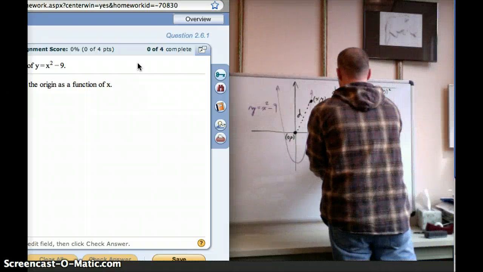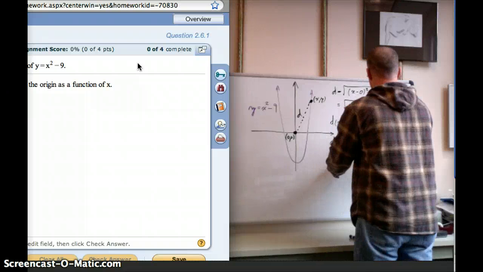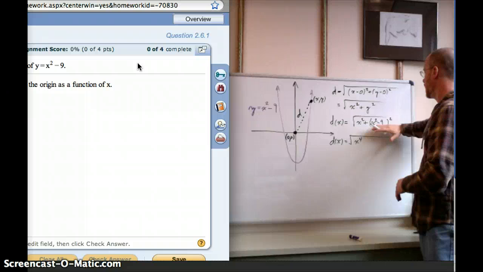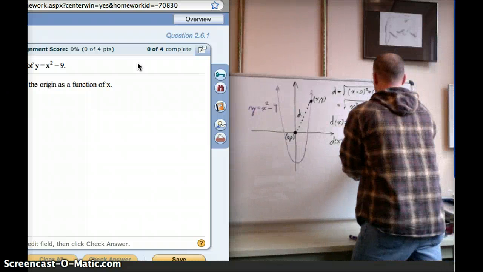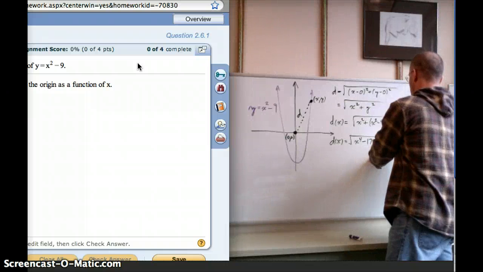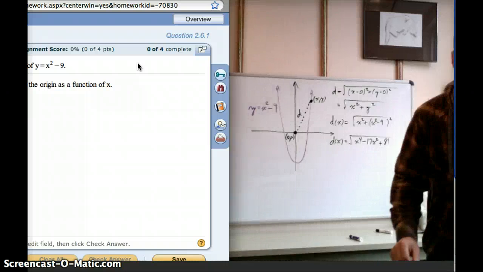Let me clean this up a little bit. If I square this out, I'm going to get x to the fourth minus 18x squared, so a total of minus 17x squared, and plus 81. My board's pretty bad, but there's a clean version of that function.